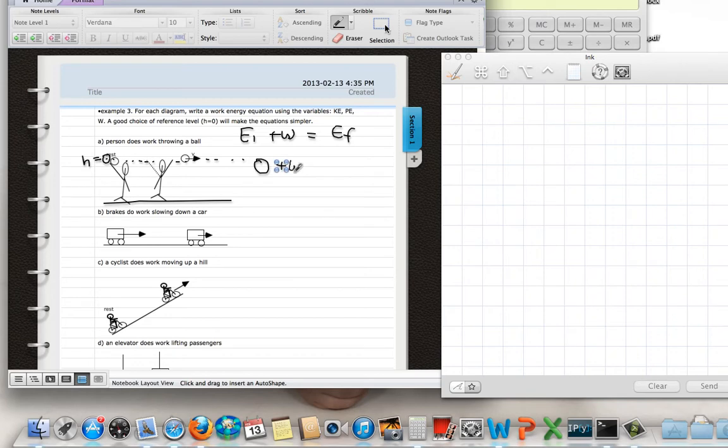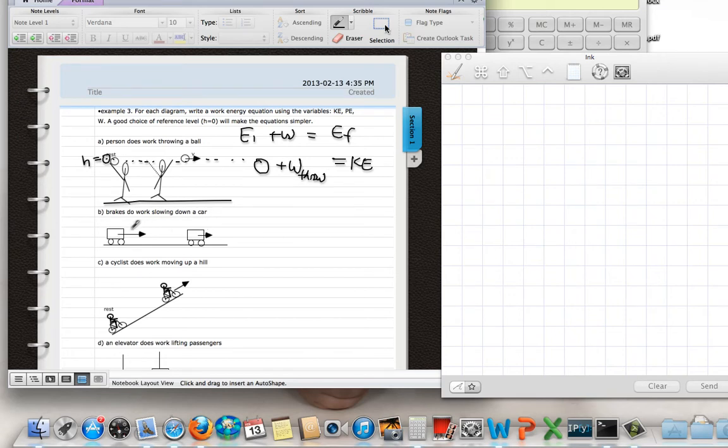Now, you're doing some work because you throw it. You're using some chemical energy to make it move. At the end, well, it's still at the 0 of height. It's still at the reference level, so it's got no potential energy, but it's moving. Therefore, it's got kinetic energy at the end. So our work energy statement in this case tells us the work that was done in the throw equals the kinetic energy of the ball at the end.